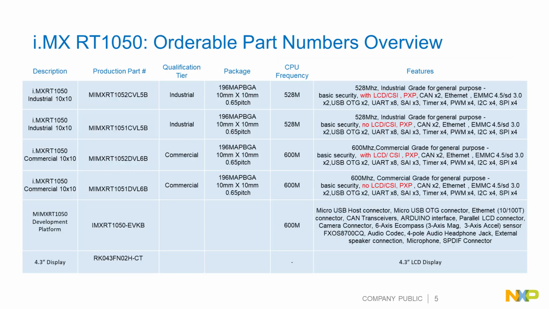Let me jump to the orderable part numbers real quick and then show you the EVK and hand it back to the ARM team. So we have 4 different variants that are available. There's 2 industrial temp devices. So the 1052 and the 1051 are industrial temp devices running at 528 megahertz. The difference between the 1052s and the 1051s is that the 1051s do not have any of the multimedia IP enabled. So there's no LCD or camera interface, or the PXP, which is a 2D graphics acceleration engine. The 1052s do have that enabled. So we offer the same combination, the 1052, the 1051 in the consumer temperature range, same package, and those devices run at 600 megahertz.